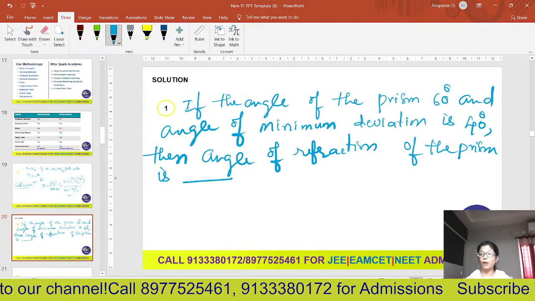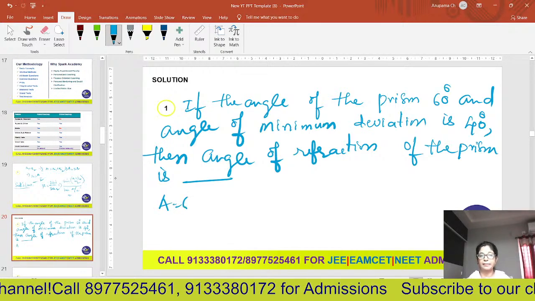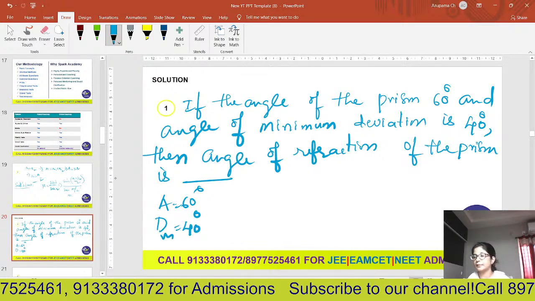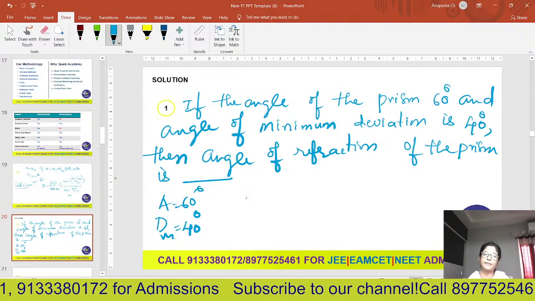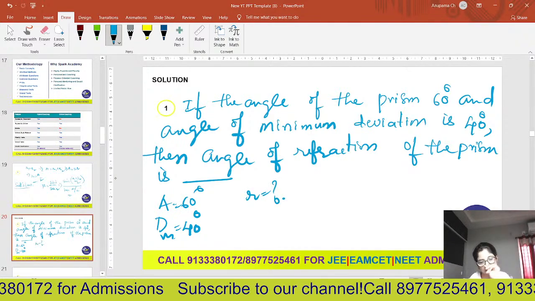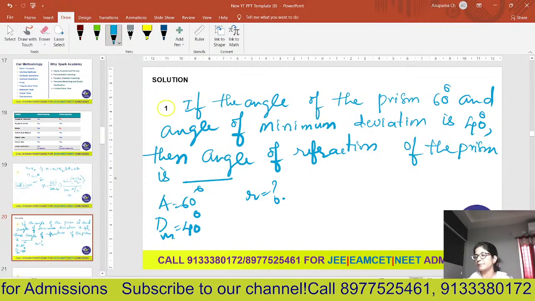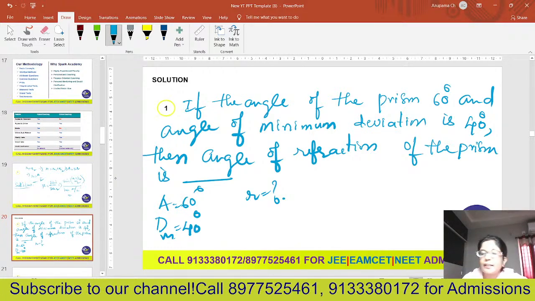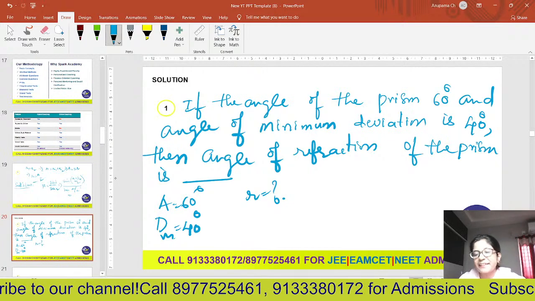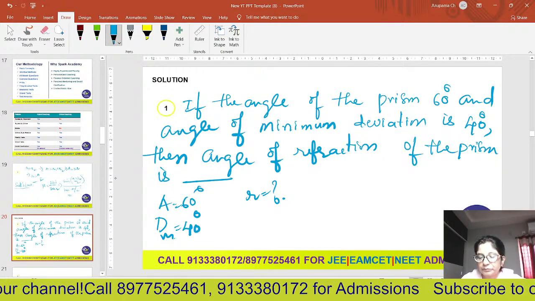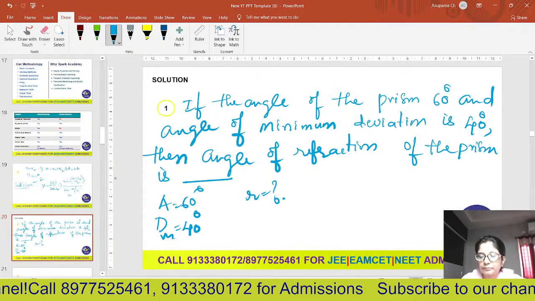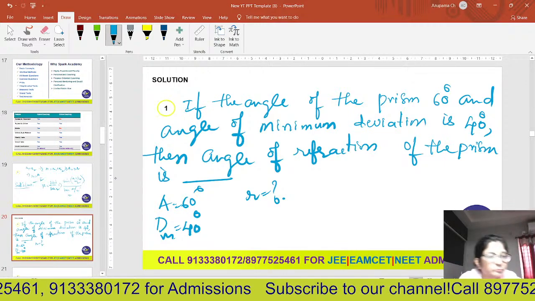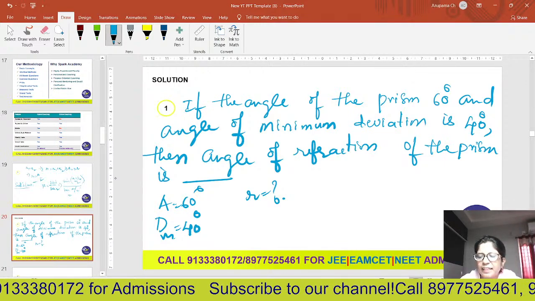So this is what he gave. Angle of the prism is 60 degrees. Minimum deviation is 40 degrees. Then angle of refraction R we need to find out. Very simple. Can anyone tell me how do you find out R if A is given? A is given, angle of the prism is given. How do you find out R? I hope at least this you can tell.